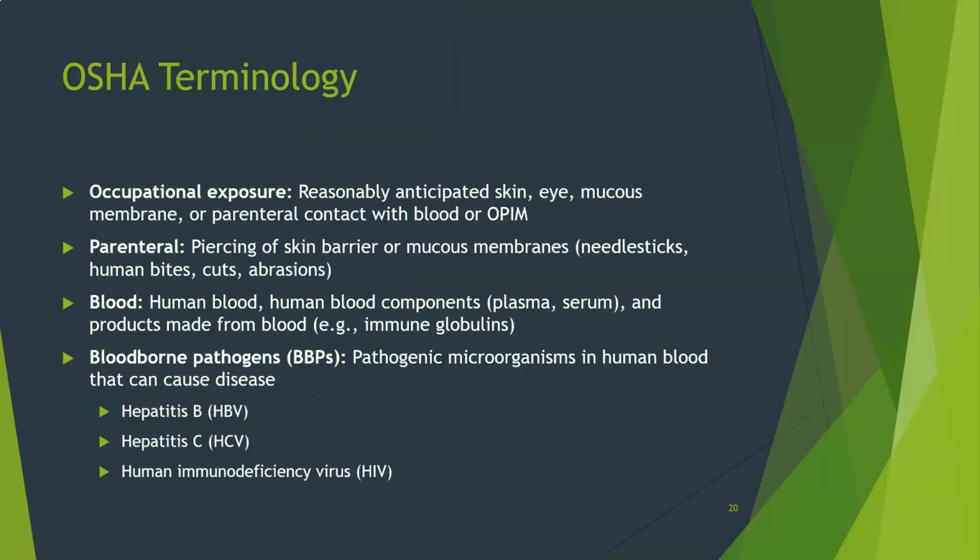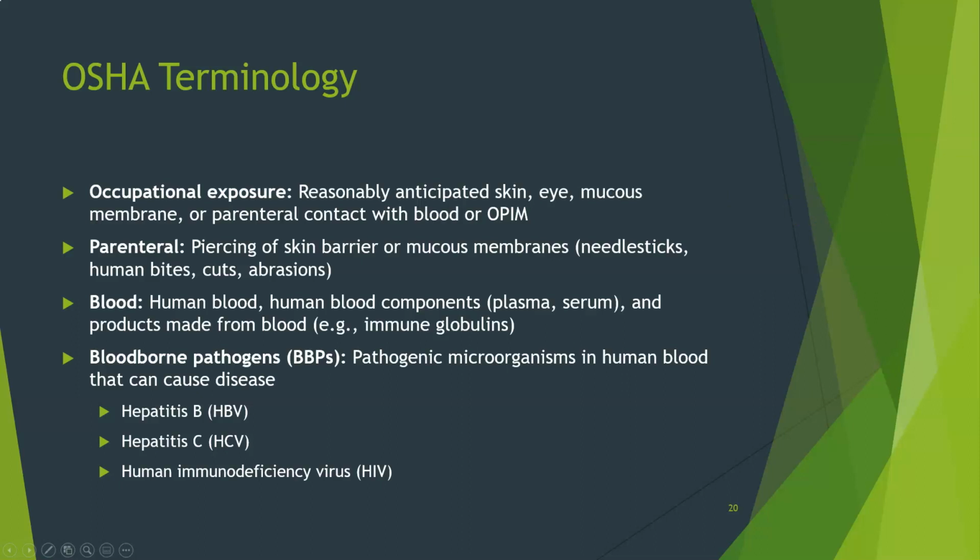Other terminology to focus on that is specific to OSHA is anything that has to do with occupational exposure. This is considered if there's a reasonably anticipated skin, eye, mucous membrane, or other contact with blood or other potentially infectious materials. So you have to think of this, that the OSHA guidelines come into play if there are any potential exposures, and we call those occupational exposures.